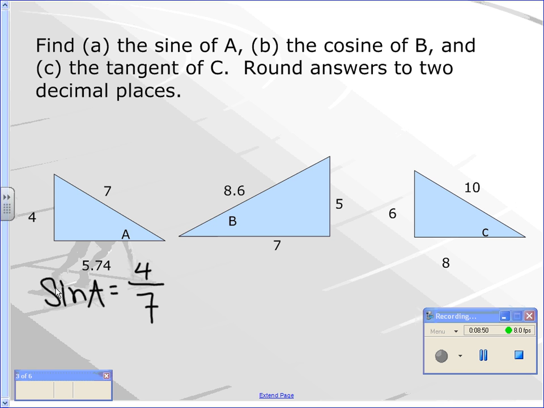Pre-cal is a lot of trig. A lot of sine, cosine, and tangent. All right. Any questions on this one? Okay. Looking at this one, what would be the cosine of angle B? You'll see how that works? Adjacent over hypotenuse. Any questions on that one?